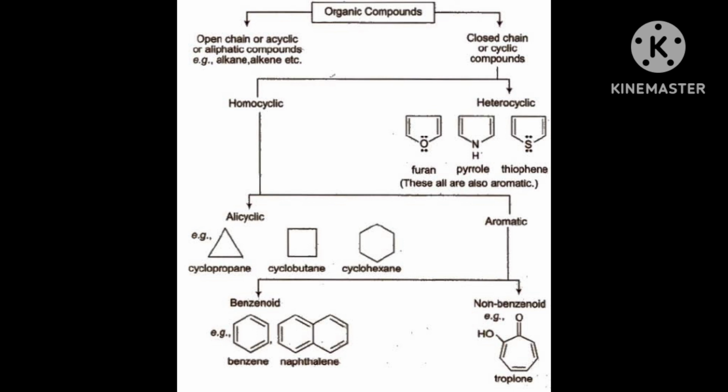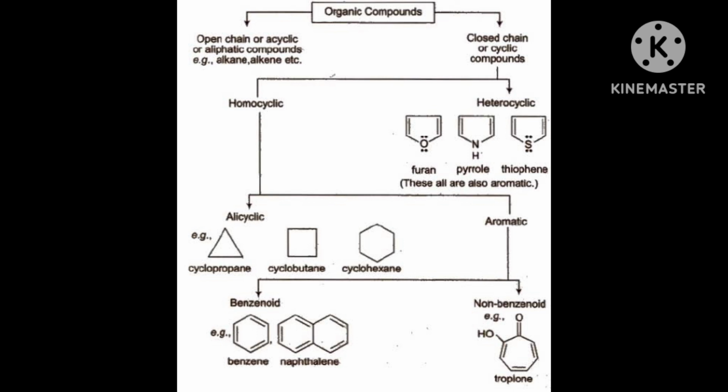If all are carbon only, that is homocyclic. Homo means same. Sometimes atoms other than carbon are also present in the ring. That is called heterocyclic. Hetero means different. Now I am telling examples. Here you can see cyclopropane.